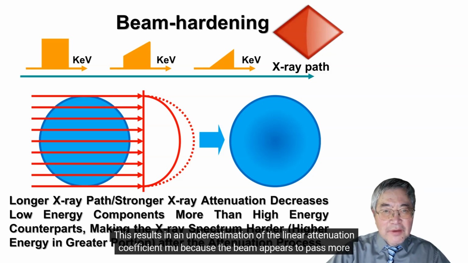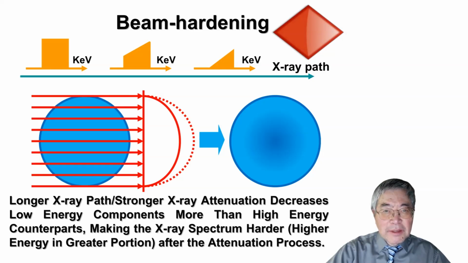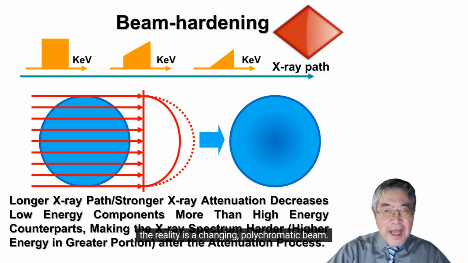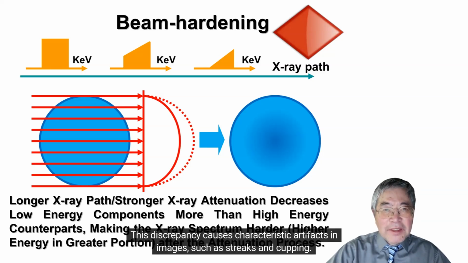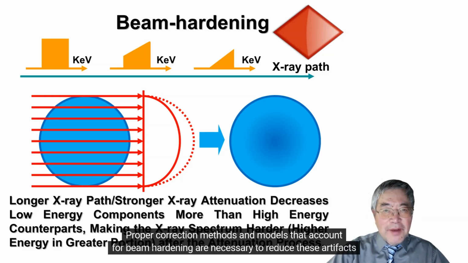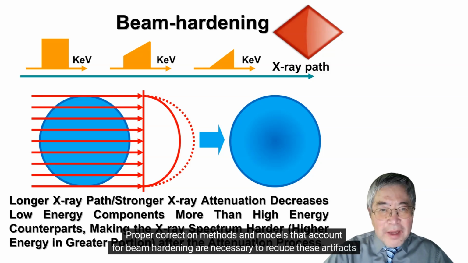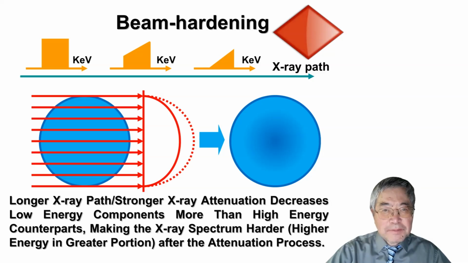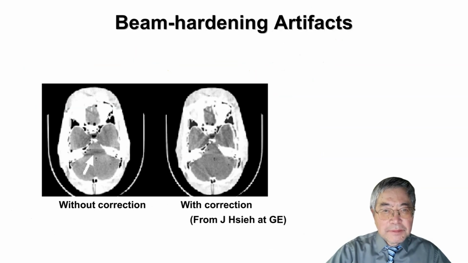This results in an underestimation of the linear attenuation coefficient μ because the beam appears to pass more easily than expected. Consequently, the computed line integrals and preprocessed data are based on a single energy assumption, but the reality is a changing polychromatic beam. This discrepancy causes characteristic artifacts in images such as streaks and cupping. Proper correction methods and models that account for beam hardening are necessary to reduce these artifacts and improve image quality.